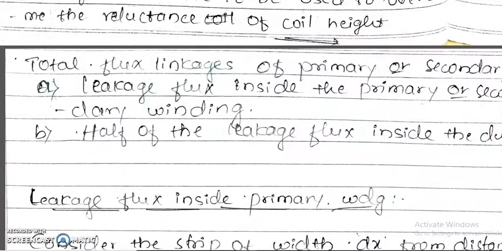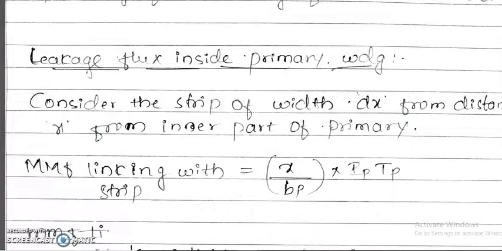So the total flux linkage we want to calculate. With respect to the primary, if you want to calculate, how much do we have to calculate? Flux linkage is present in the primary winding, and some part of the flux is present in the duct part. Half of it will be present at the duct. If you take the secondary, for example, the full amount of flux linkage is present at the secondary plus half present in the duct. Like that we have to consider for the flux linkage calculation. So, the leakage flux inside the primary winding.